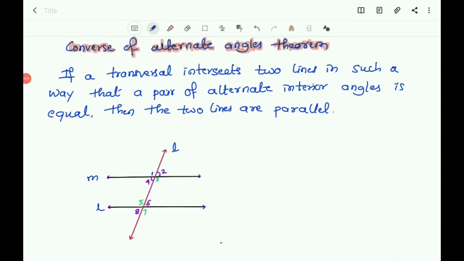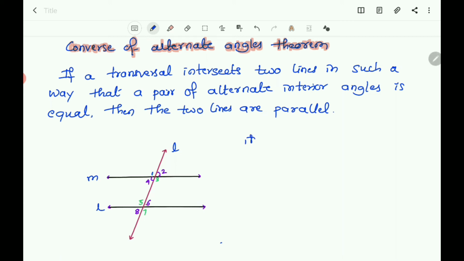Now the converse of alternate angles theorem. The statement says, if a transversal intersects two lines in such a way that a pair of alternate interior angles is equal, then the two lines are parallel. Here in this figure there are two lines and L is a transversal, and if you get the measurement of the alternate angles, they are equal. So if alternate angles are equal, then you can say that line M is parallel to N.